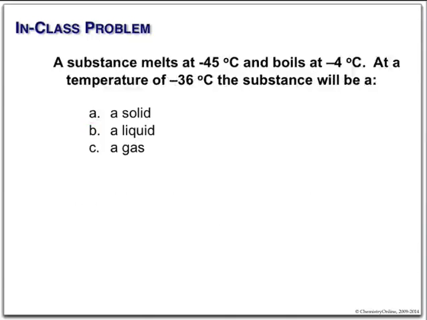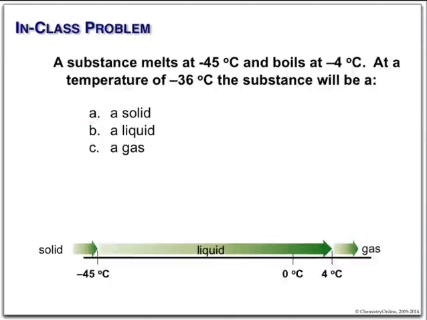Oh, more negative numbers. Substance melts at minus 45, boils at minus 4. We are at minus 36. Well, here's our melting point, minus 45. Here we are. There's our boiling point. This should be minus 4, sorry. And we are at minus 36, so we're below 0 here. We are in the liquid phase.